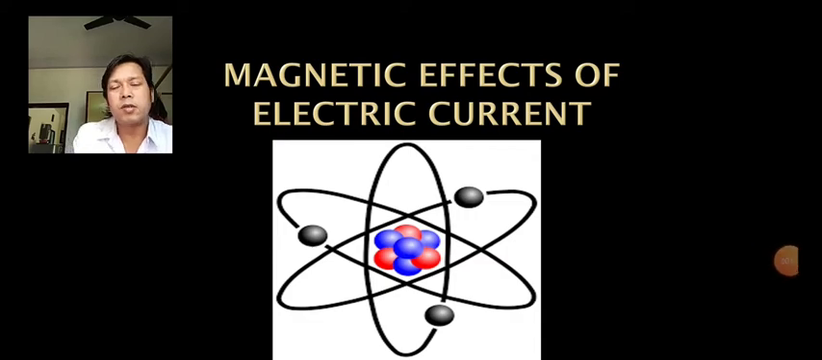Okay, students, we have conducted a lot of experiments, and the two experiments that we have conducted today show that electricity can produce a magnetic field. So that is our chapter, magnetic effect of electric current.